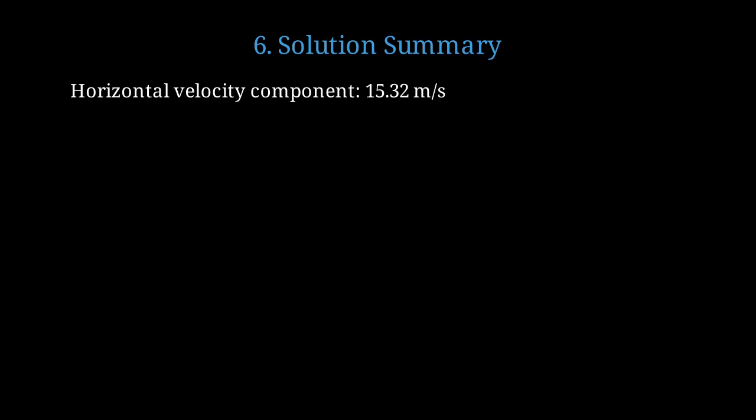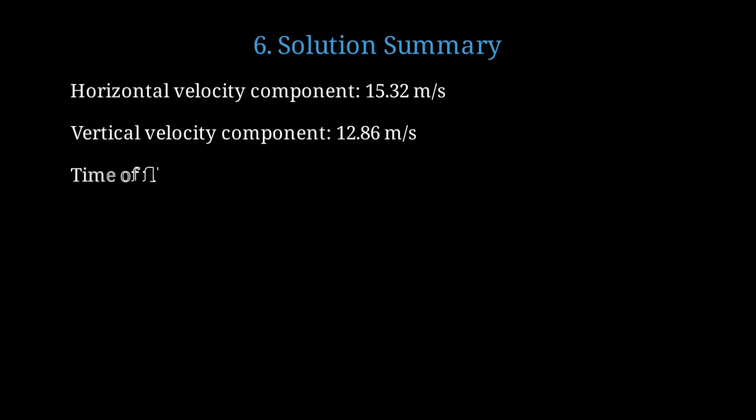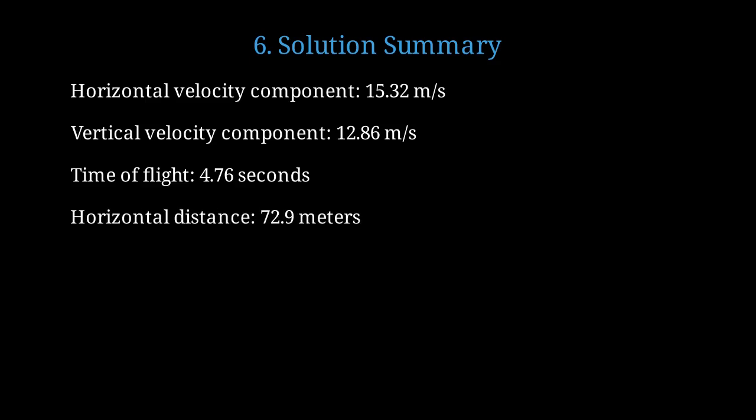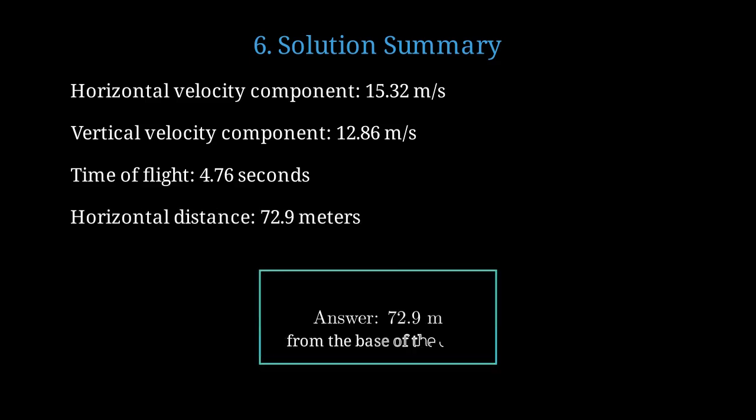Let's summarize our complete solution. The horizontal velocity component was 15.32 meters per second. The vertical velocity component was 12.86 meters per second. The total time of flight was 4.76 seconds. The horizontal distance traveled was 72.9 meters. Therefore, the ball lands 72.9 meters from the base of the cliff.